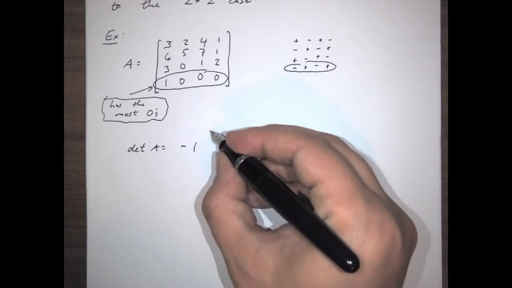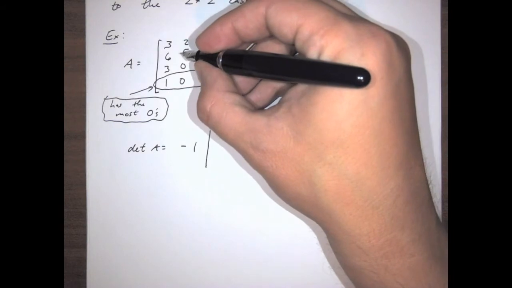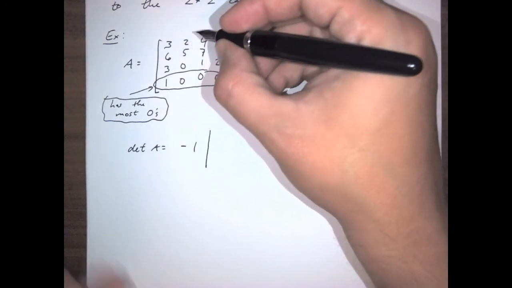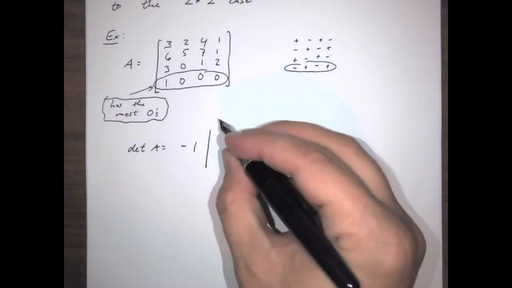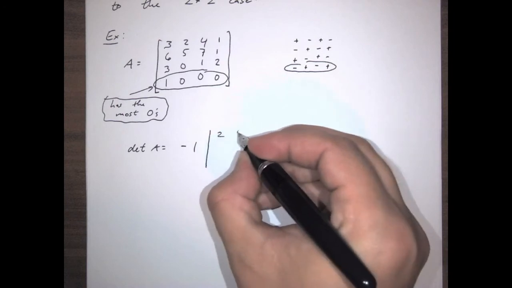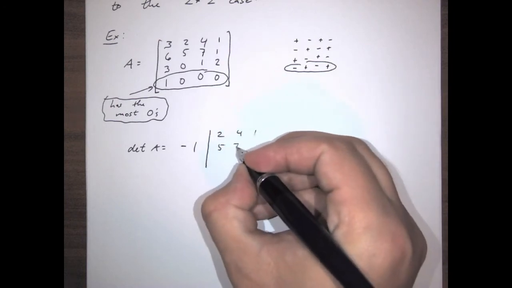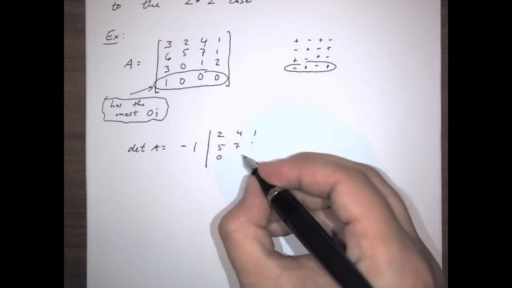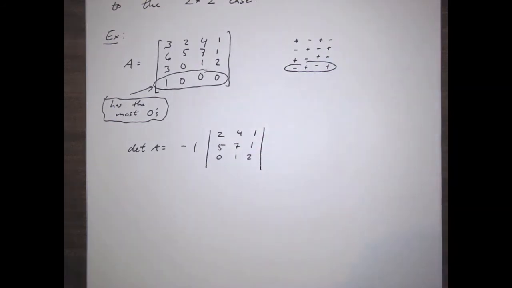And then what happens is we have the minor, as it's sometimes called, which is the determinant of the submatrix. So remove column 1, row 1 from consideration, and that is what we have left. So we have 2, 4, 1, 5, 7, 1, and 0, 1, 2. Now here is where the payoff of the extra zeros comes into play.